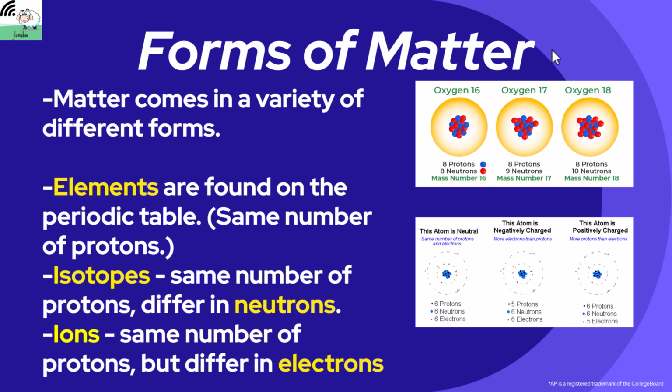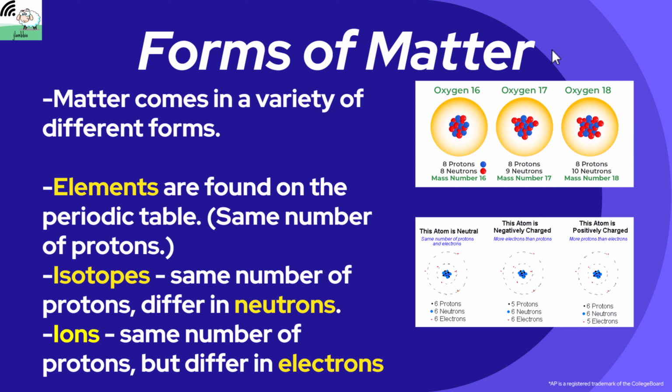So let's talk about varieties and different forms of matter. Matter comes in a variety of different forms, shapes, and sizes. Let's talk a little about elements. Elements are simply the things that are found on the periodic table. If I whip out a periodic table, I find that there are 118 elements present, and each individual element has its own unique chemical and physical properties associated with it.